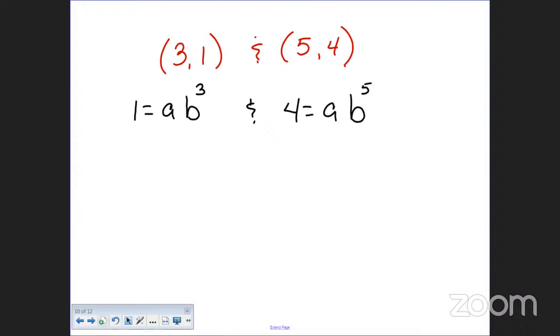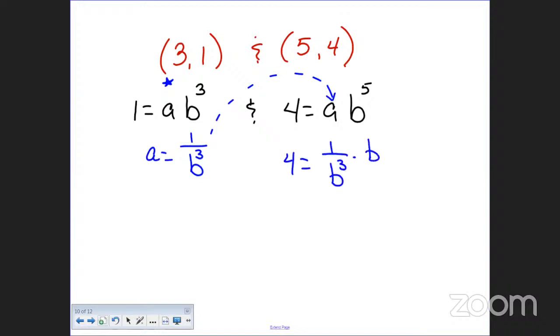I always take the one that has b to a smaller exponent, and that's the one I work with. So that's this one over here. So I'm going to solve this for a, which means a is 1 over b to the 3rd. Plug that in here. So 4 equals 1 over b to the 3rd times b to the 5th. This gives me 4 equals b squared. 5 minus 3 is 2.